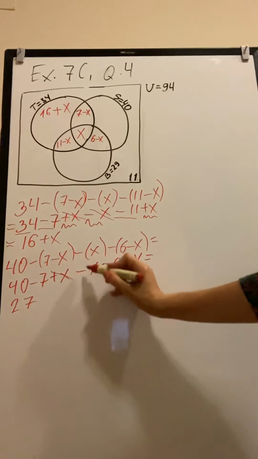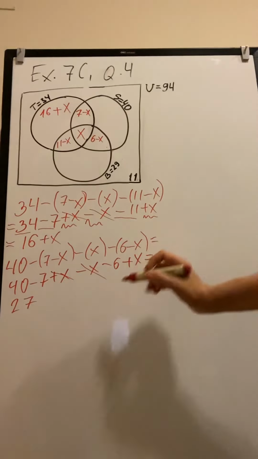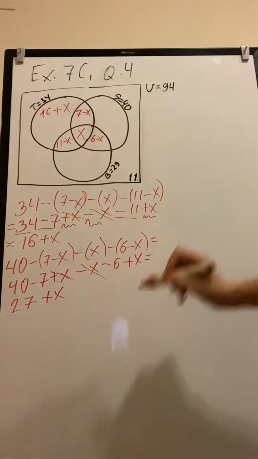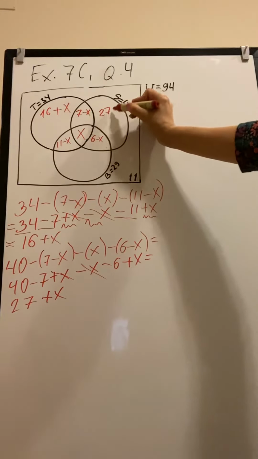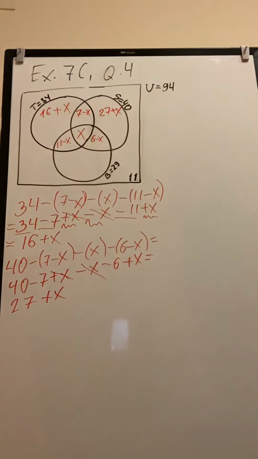27, again, positive x minus x cancel each other out, you're left with just plus x. So 27 plus x is that area.